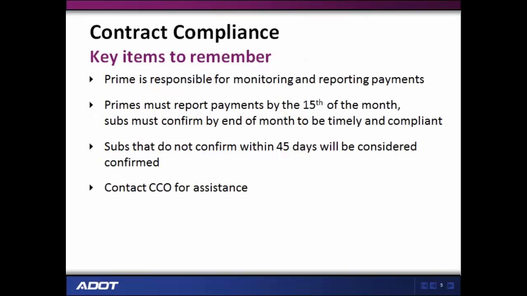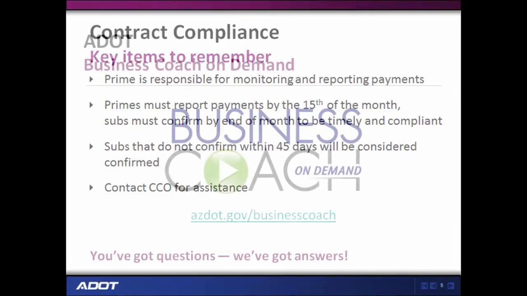To conclude, here are a few key items to remember when reporting payments. It is the Prime's responsibility to report payments. In order to be considered timely and compliant, Primes must report payments by the 15th of the month. Subs must then confirm the payment by the end of the month. Any payments not confirmed within 45 days will be considered confirmed. And finally, if you require assistance with your audit, contact your Contract Compliance Officer as early as possible.